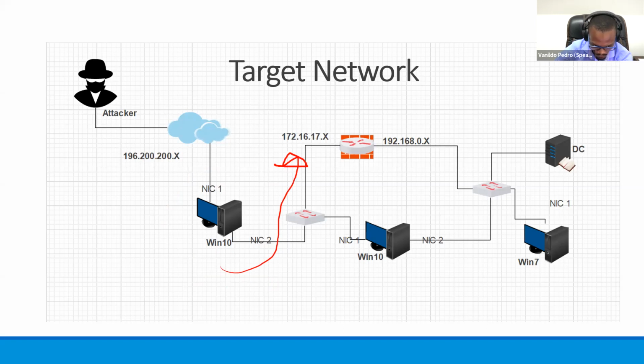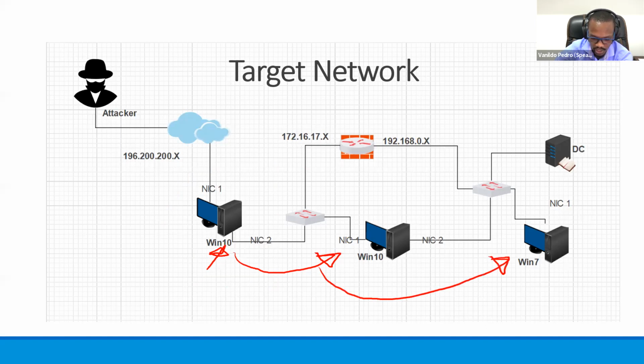What's the first goal? The first goal, before we start hacking other machines, is to get access to any machine that is connected to this network. So what are we going to do? First, we already compromised this machine. Second, we'll go and compromise this machine. And then we'll pivot and compromise this machine. This machine is a web server that is running IIS. Okay, so I will also show how you can connect to this machine using ProxyChain.